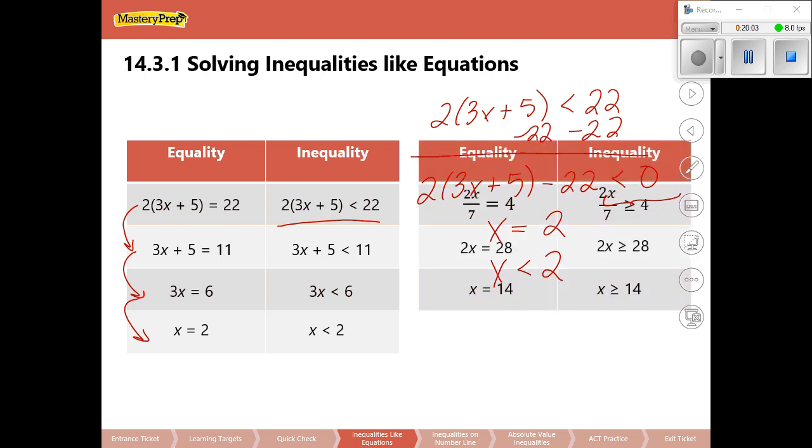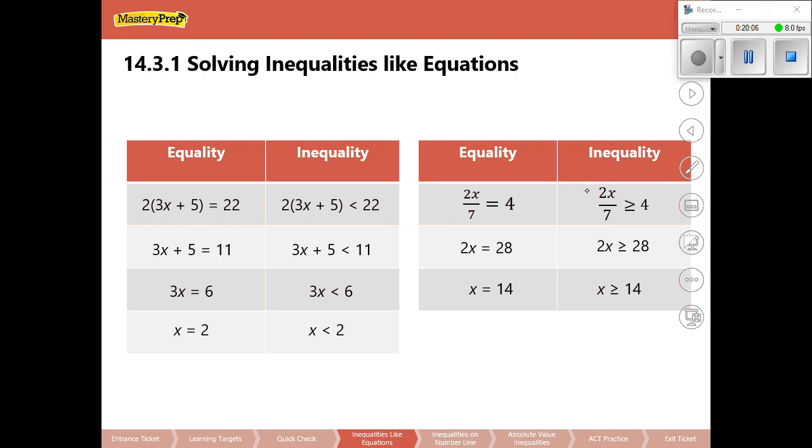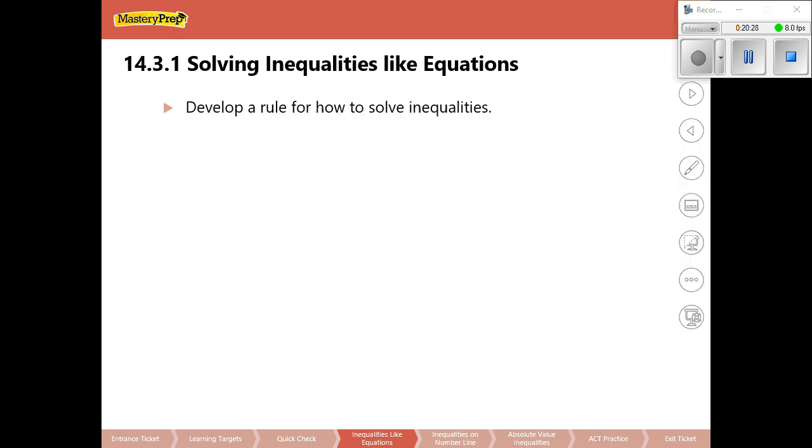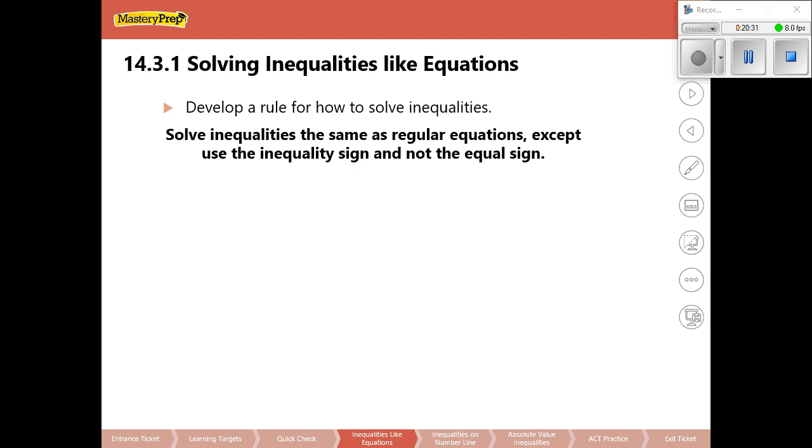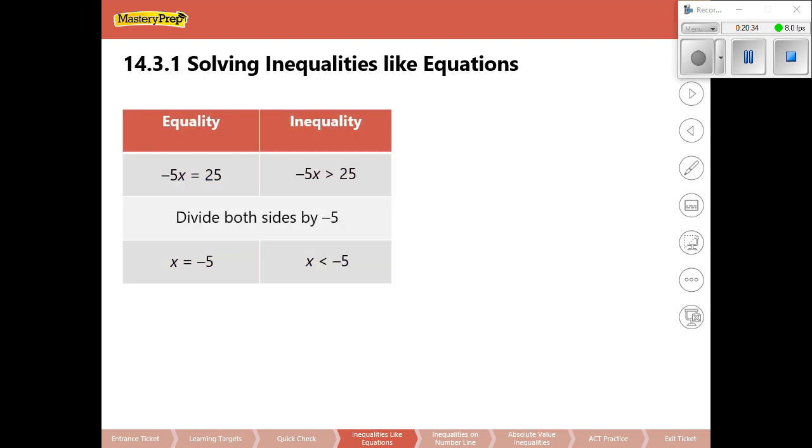Now, the only real big hiccup, if you can call it that, with multiplication and division, or with inequalities, is that if we multiply or divide by a negative, we've got to flip the sign. Multiplication and division of a negative really changes the sign. Otherwise, there's no real difference between them. There's no real difference between these two here, especially when solving. Because whenever we divide both sides by a negative, we've got to flip the inequality sign. We've got to change the inequality sign from positive to negative or negative to positive.